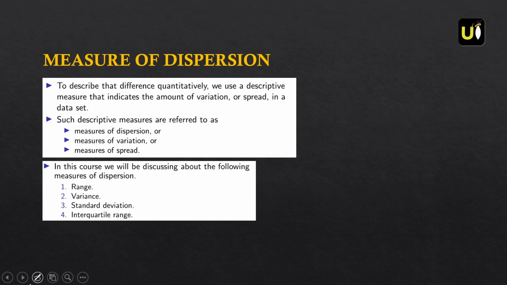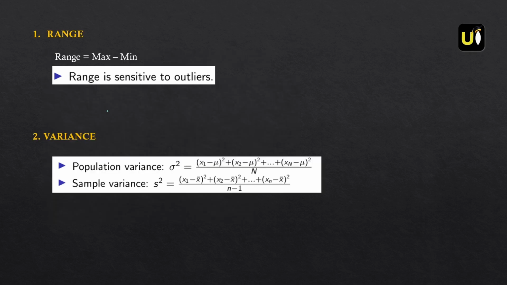To describe that difference quantitatively, we use a descriptive measure that indicates the amount of variation or spread in a dataset. Such descriptive measures are referred to as measure of dispersion, measure of variation, or measure of spread. In this course, we will be discussing the following measures of dispersion: range, variance, standard deviation, and interquartile range. Range is maximum minus minimum. I already told you. Here it is important that it is sensitive to outliers.